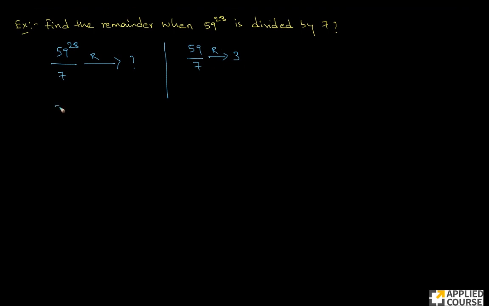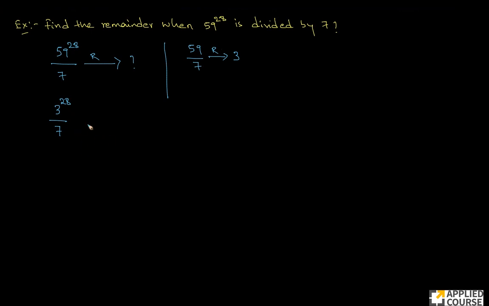Now you can apply 3 power 28 by 7. This way you can reduce the number. So the same remainder will be applicable for this number also. Whatever remainder you get for this, the same will be for the original number. That is the advantage of the prime number being the divisor.